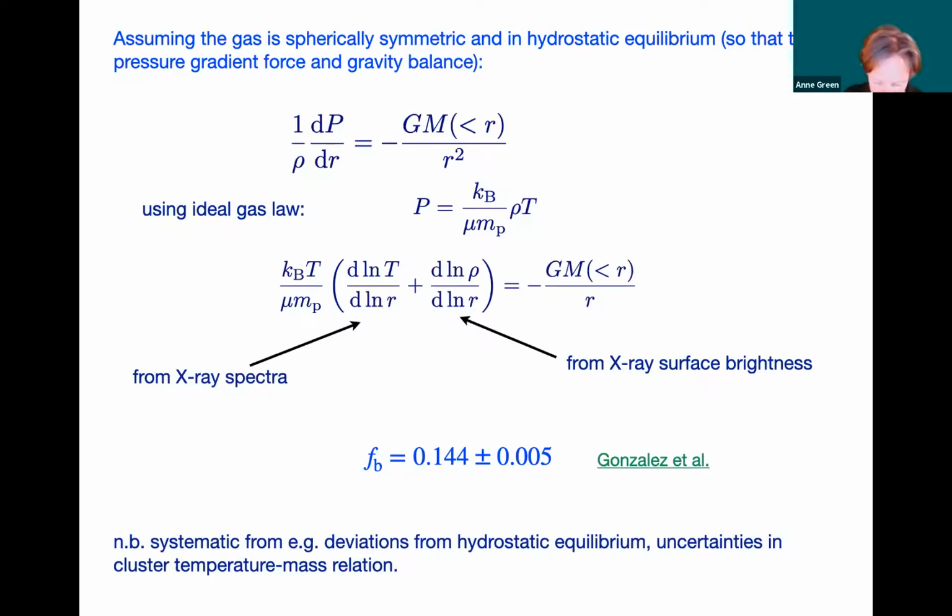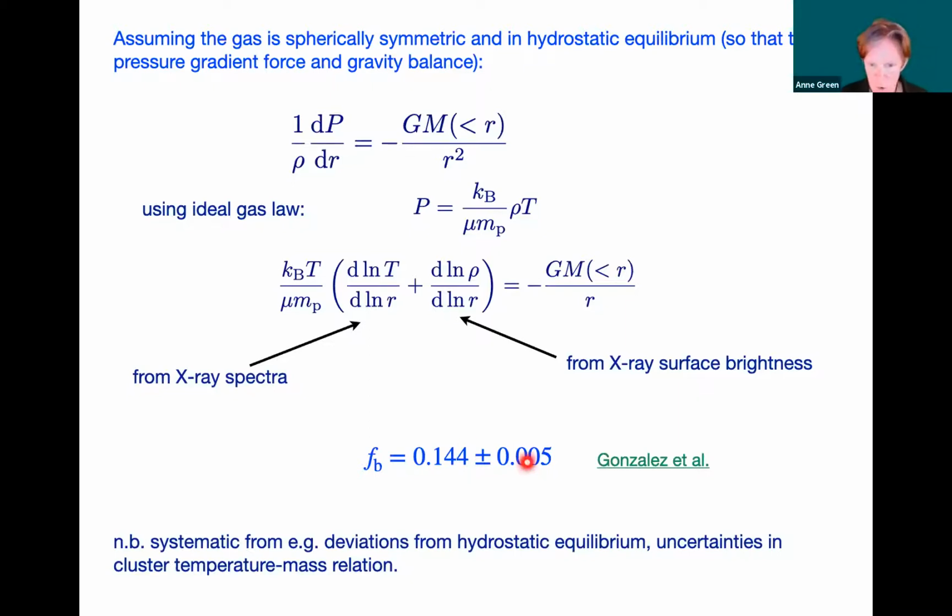And so the logarithmic gradient of the temperature with radius can be measured from the X-ray spectra, apparently, and the logarithmic gradient of the density can be measured from the surface brightness across the image of the galaxy and the hot X-ray emitting gas. And so when you do that, what you come up with is an estimate for the baryon fraction of about 14–15%.